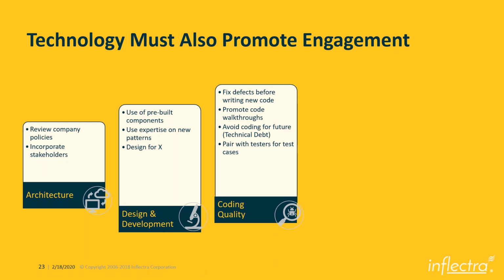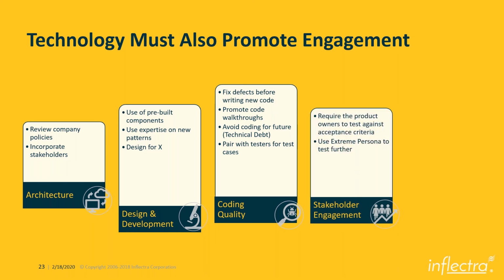Pair with testers for additional test case reviews, or bring some quality tools, like I was mentioning before, to see if we can author these rapidly, right? Develop these test cases rapidly. Require the product owners to test against some acceptance criteria, come up with business user acceptance test criteria rather than the actual testers' testing criteria alone, and come up with extreme personas to test further how the product may be abused, and then start thinking from that aspect, right?